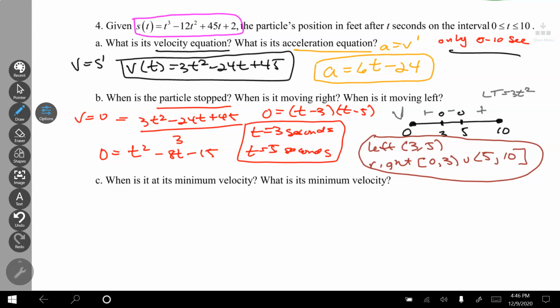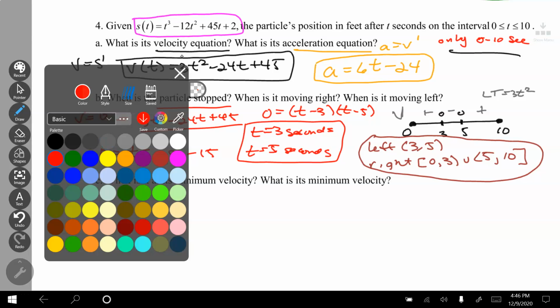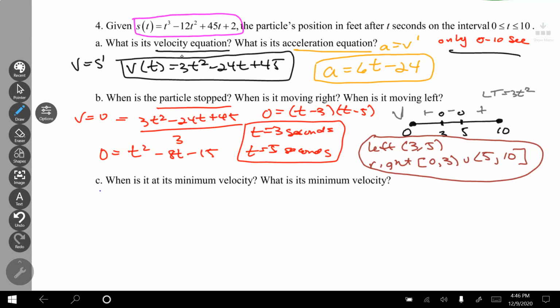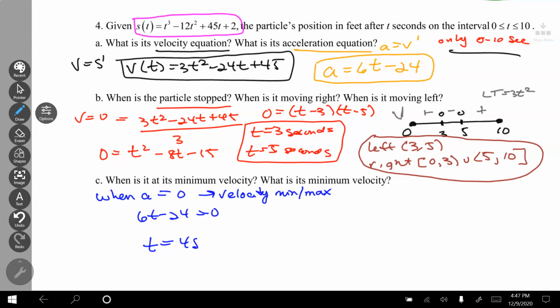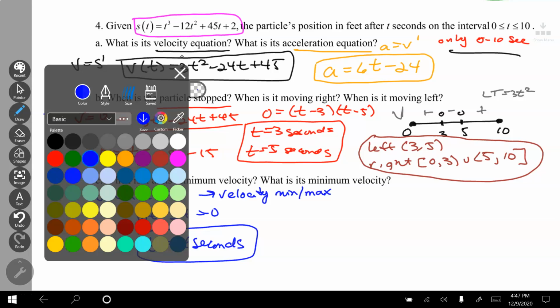So what is the minimum velocity? Well, I'm going to use my acceleration equation. So when a equals 0, that means my velocity would be a min or a max. So if I take my acceleration equation, 6t minus 24 equals 0, I get t equals 4 seconds. And that could be a min or a max. I'll have to see. I'm going to have to make a number line.